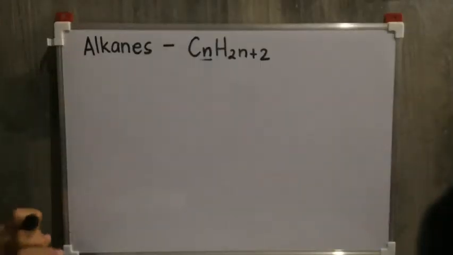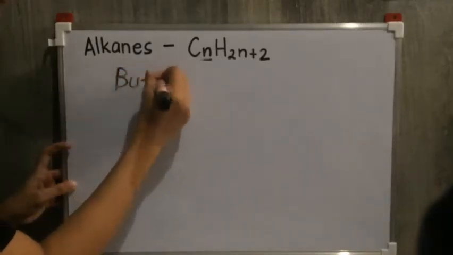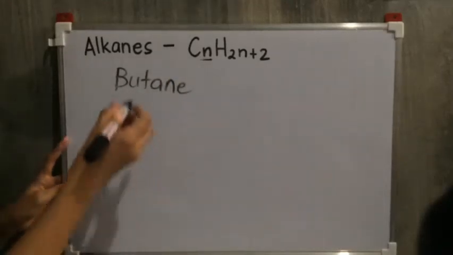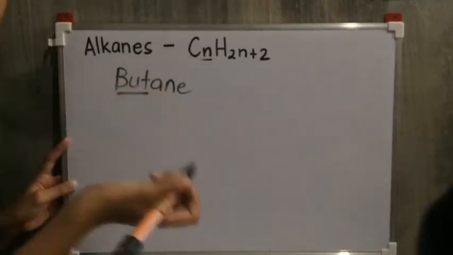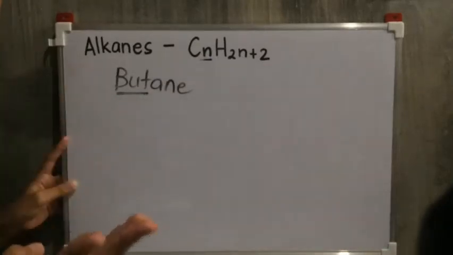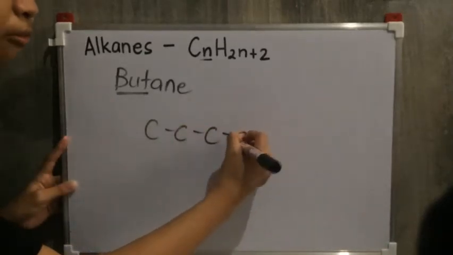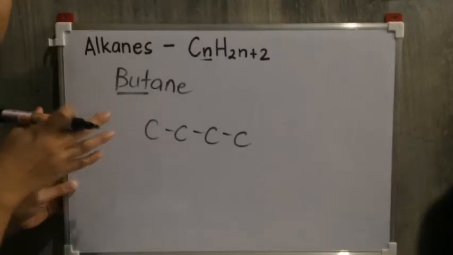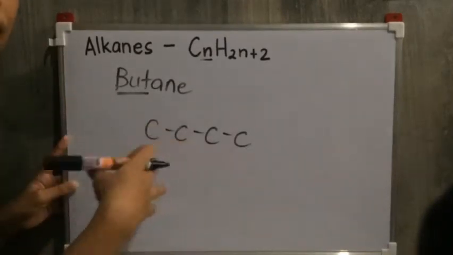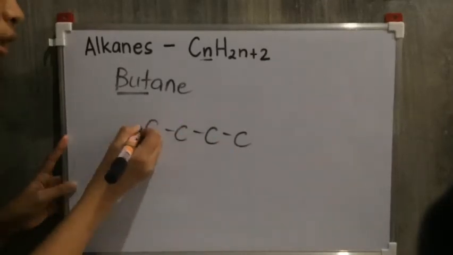So, we have another example. The other example is butane. Okay, butane, we have the prefix but. How many carbons does but have? Kapag but, we have 4 carbons. So, 1, 2, 3, 4. Again, this is the expanded structural formula. We have 4 carbons, and each carbon has how many hydrogens? We have 4 hydrogens for each carbon.